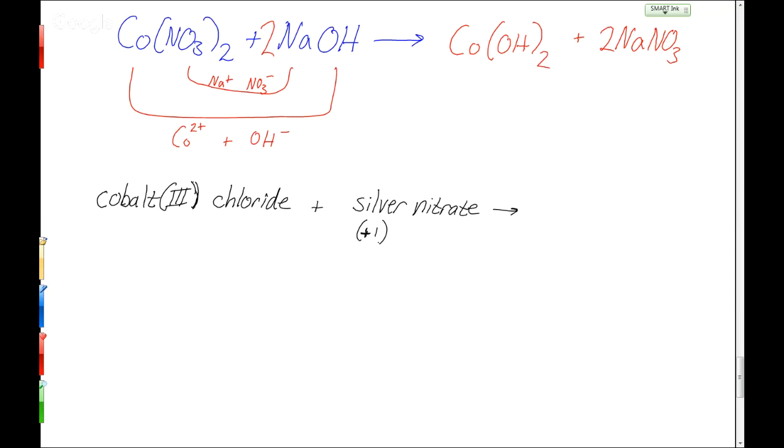We'll do it with words, so you have to draw the compounds too. So cobalt-3 chloride and silver nitrate. I do have to give you some information in this one. Silver is always +1. That's not one that you need to know, so I'll tell you. Silver is +1.